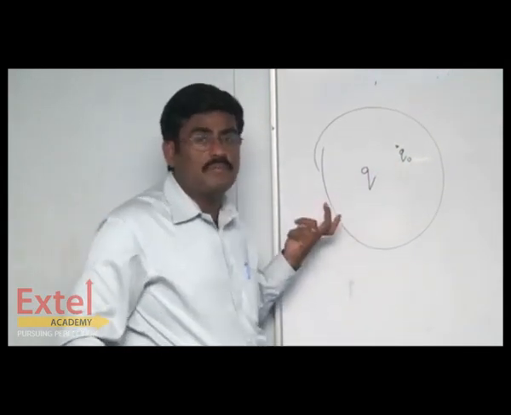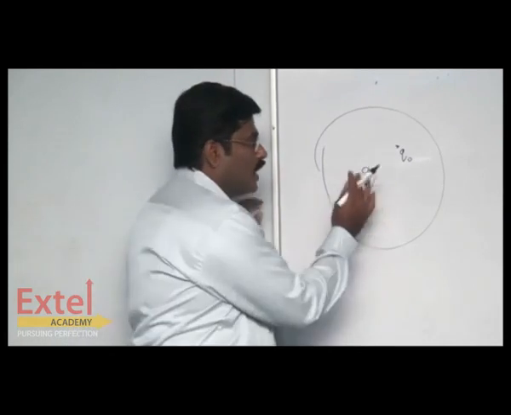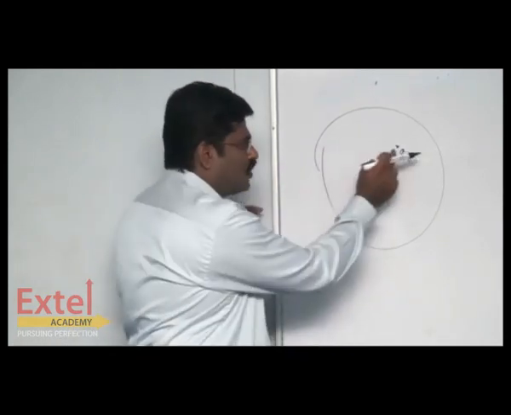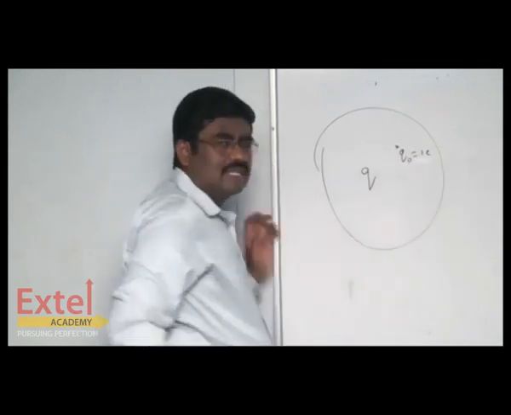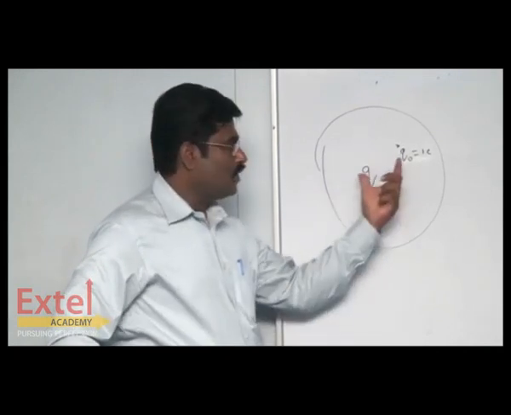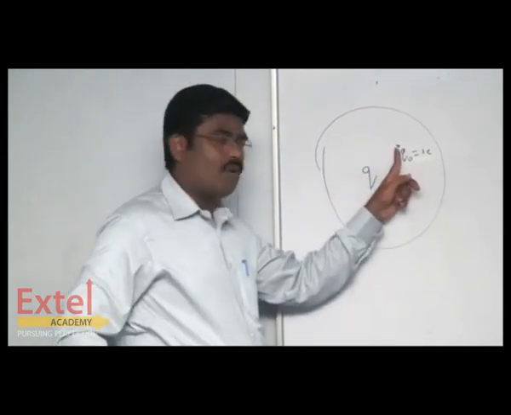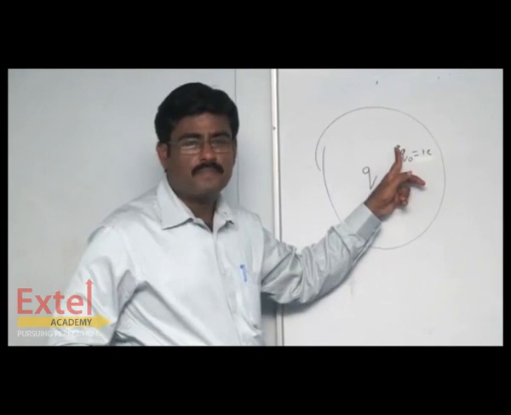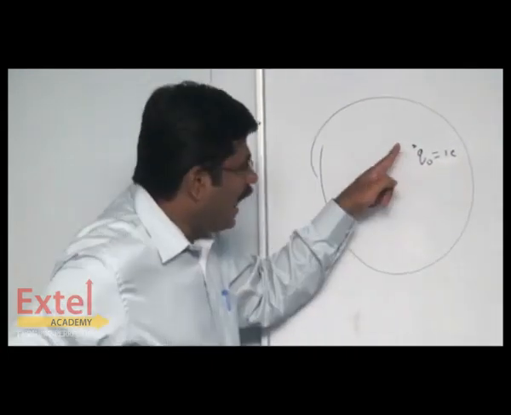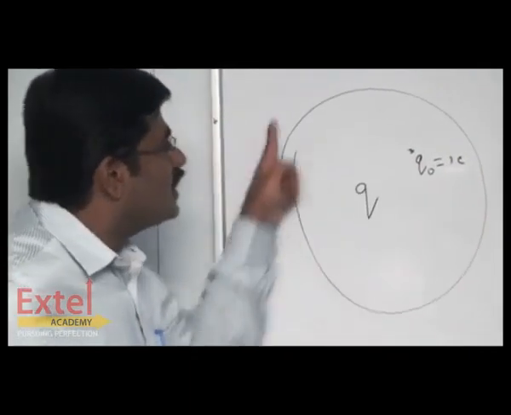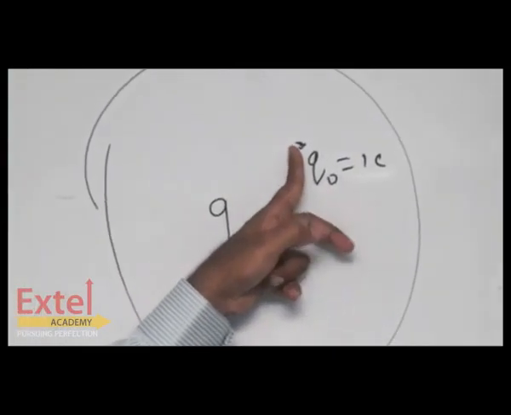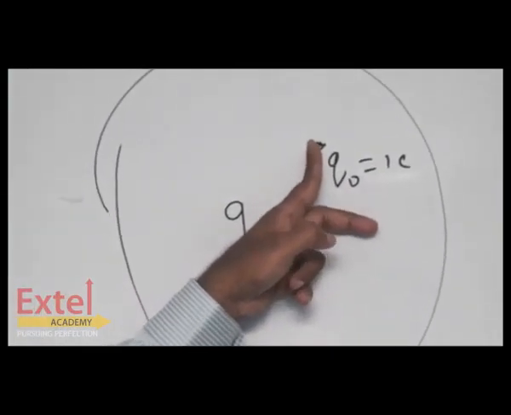Automatically, a force of repulsion will exist. So just calculate the force. This is 1 coulomb of charge, which can otherwise be called unit positive charge. So when you place a unit positive charge at any point within the electric field, the force experienced by the unit positive charge at that point in the electric field of the source charge will give you the electric field intensity at that point. I hope you have understood.